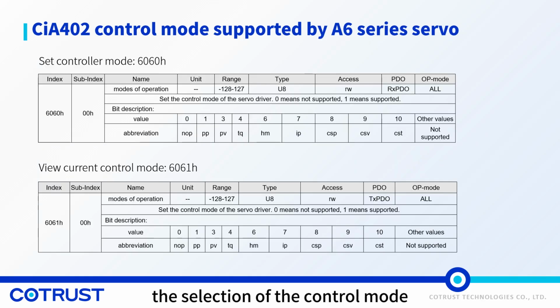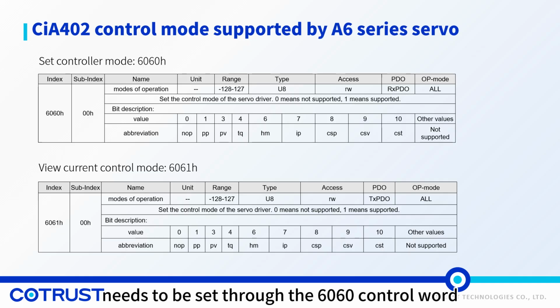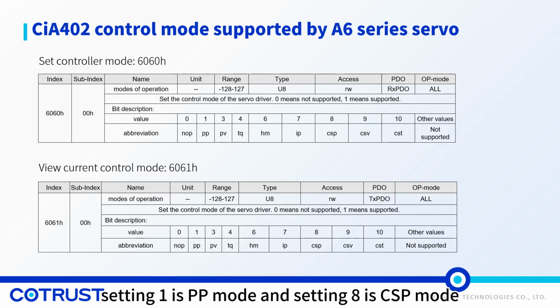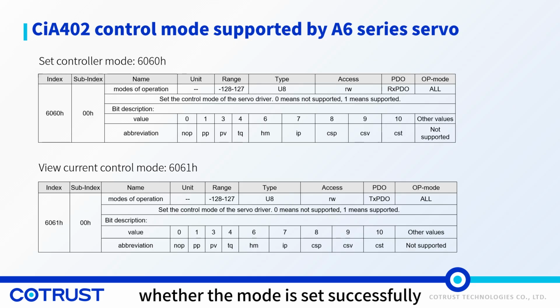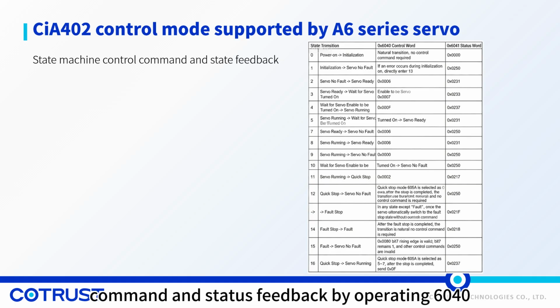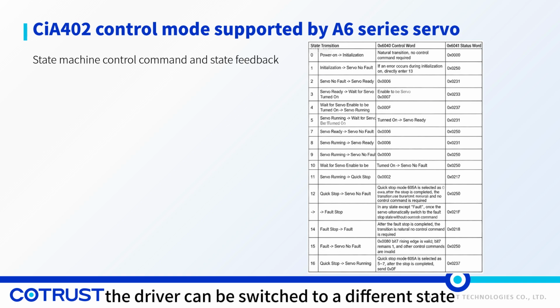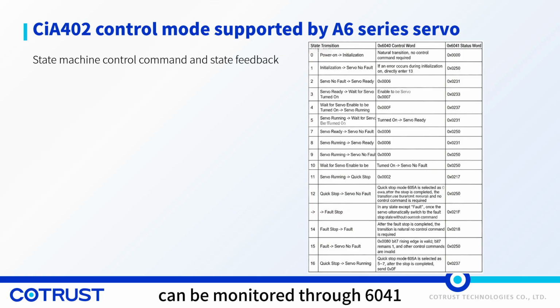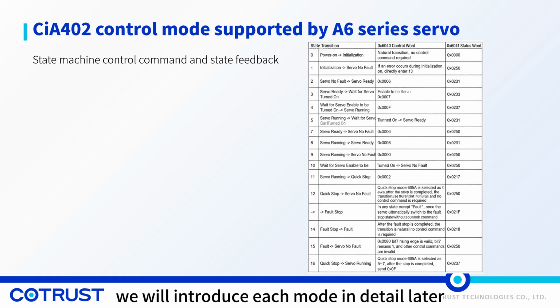The selection of the control mode needs to be set through the 6060 control word. For example, setting 1 is PP mode, and setting 8 is CSP mode. Then you can observe whether the mode is set successfully through the 6061 parameter. Here is the state machine control command and status feedback, by operating 6040. The driver can be switched to a different state, and then the current state of the driver can be monitored through 6041. We will introduce each mode in detail later.